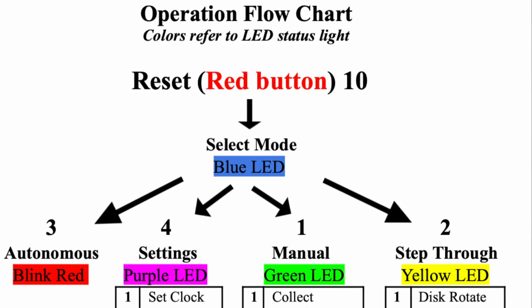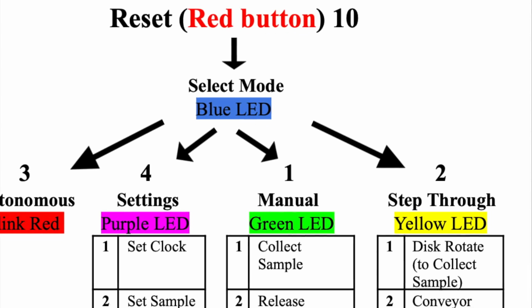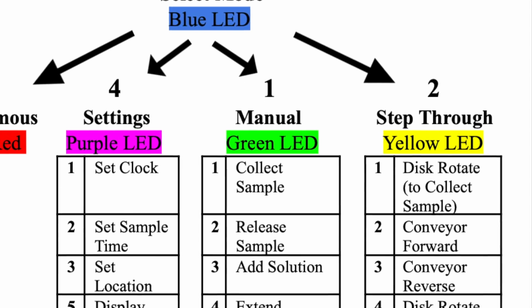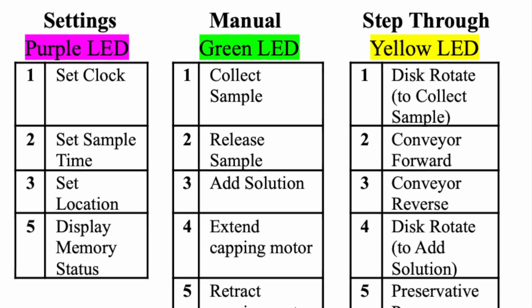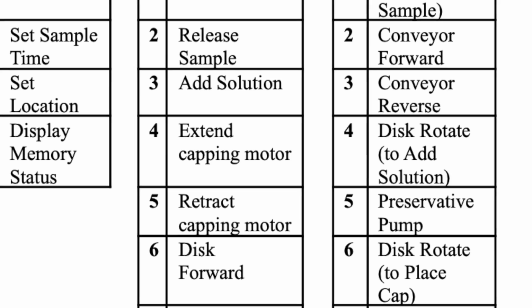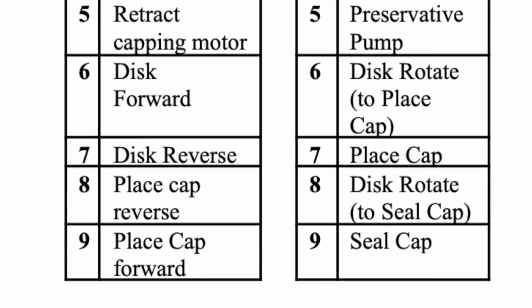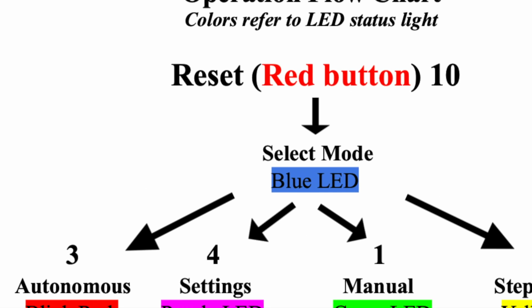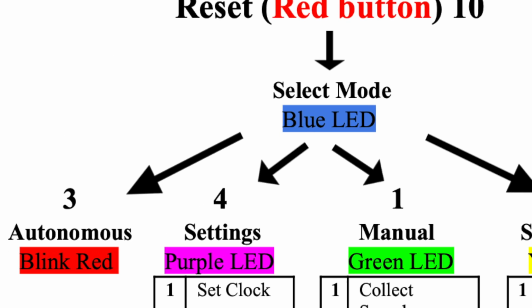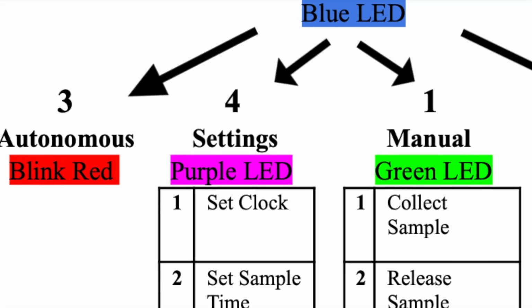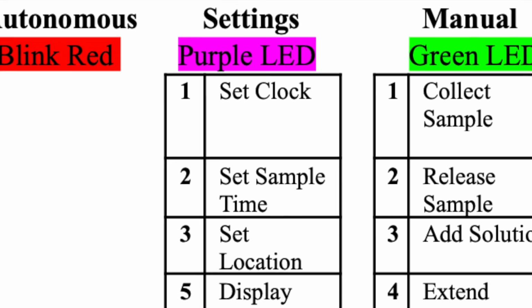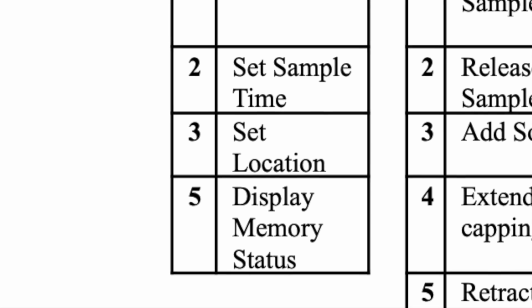In manual mode, indicated by a green LED, you can control each motorized piece of the device freely. In step-through mode, indicated by a yellow LED, you can use the buttons to access each stage of the process independently. And finally, in settings mode, indicated by a purple LED, the user can set the time and date of the device, as well as the location and time of day to take the samples.